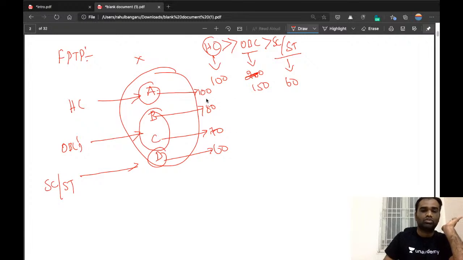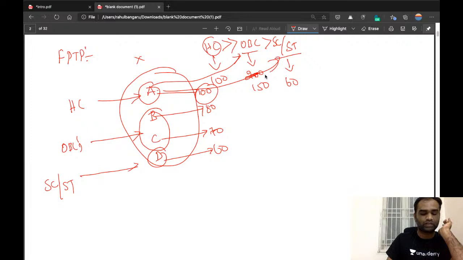Now, in this case, who gets elected? The political party A gets elected. Now, even though the political party A is getting elected, do you think it is getting represented by OBC as well as scheduled caste and scheduled tribe? Party A is winning these elections by getting support from the higher caste population. Do you think that if they implement any plan, they will take the interest of OBCs, scheduled caste and scheduled tribe into account? They won't do that, right? So that's a problem here.